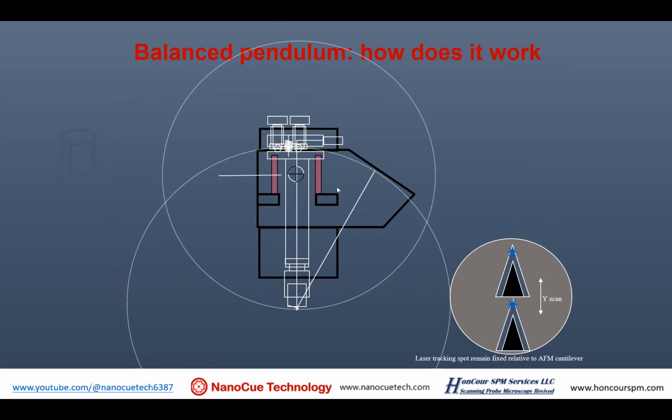The laser shines on the back of the cantilever and bounces back. This is scan, now it scans. The whole thing scans like a swing. Then you adjust these two knobs to adjust the laser, so it points to the back of the cantilever, and then the laser bounces back to this point.